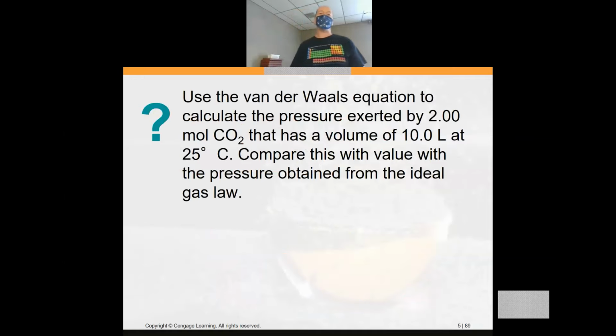All right, so here would be a problem. Use the van der Waals equation to calculate the pressure exerted by 2 moles of CO2 that has a volume of 10 liters. So they give us moles, they give us the volume, and they give us the temperature, and they want the pressure. Compare this value with the pressure obtained from the ideal gas law.